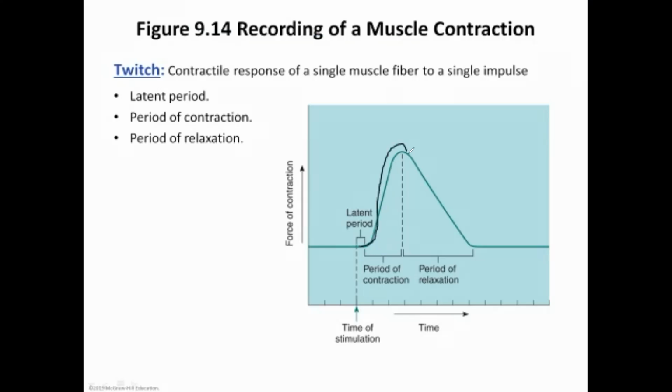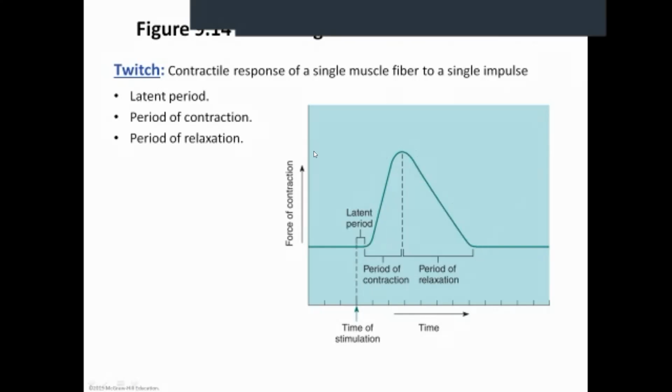And then what you're going to notice is that the period of relaxation actually takes a little bit of time. It's not as quick as you would maybe think. It only contracts for a certain moment, but it takes a lot longer to get that relaxation to take place. So basically, a twitch is a response from one fiber, one impulse. You're going to see a little bit of a latent period, it takes a little while to get going. You'll see a quick contraction, and then a longer relaxation.